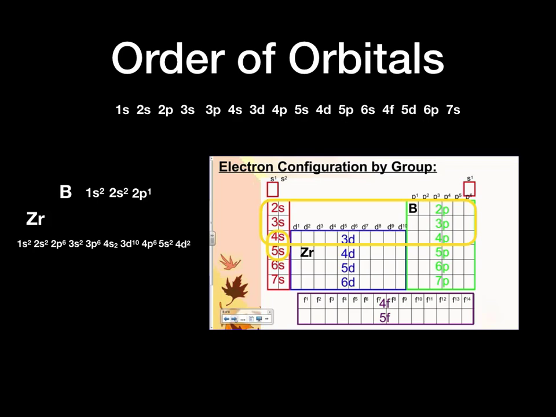So that's how you do it. That's how you figure out the electron configurations for elements. Now that you can do that, you can use that tool later on as you begin to learn some of these other characteristics of atoms.